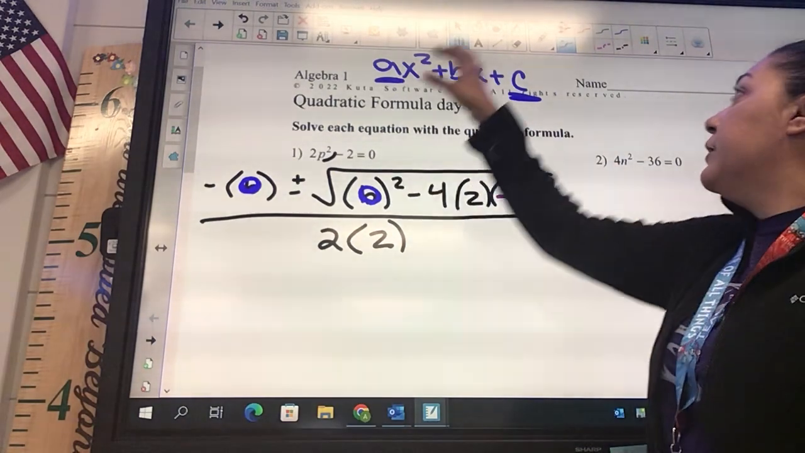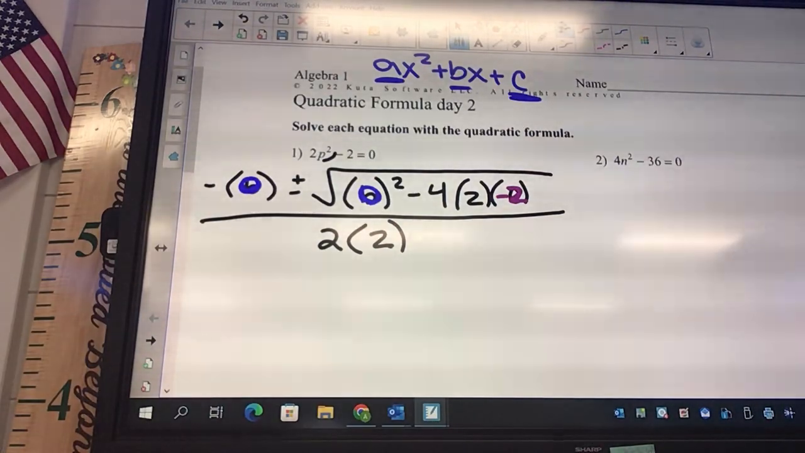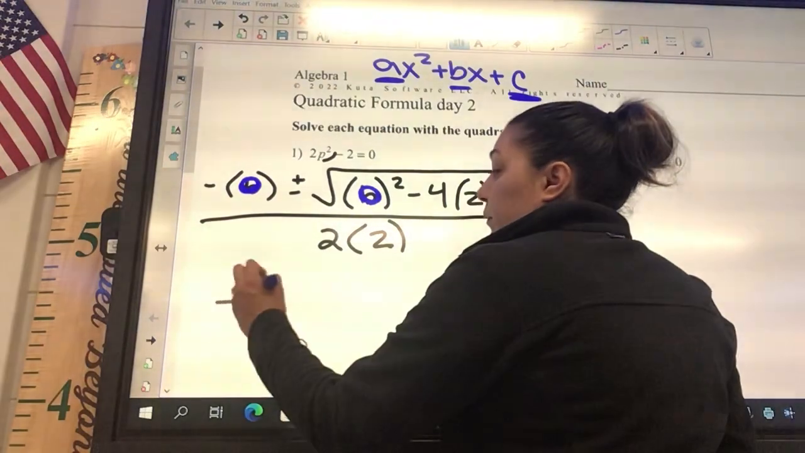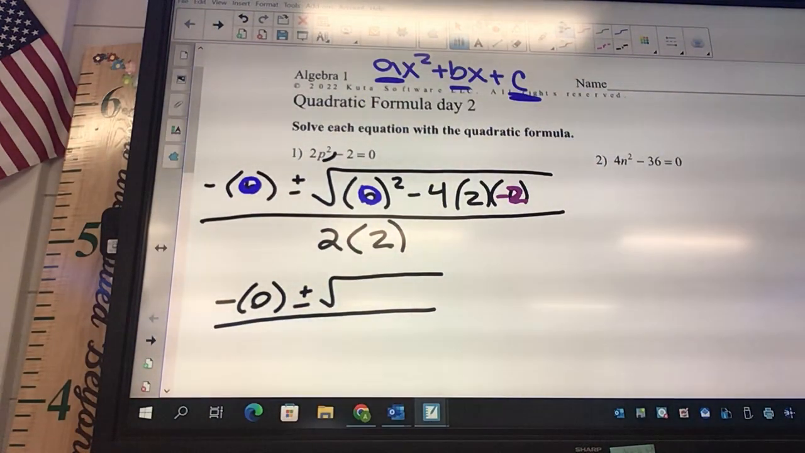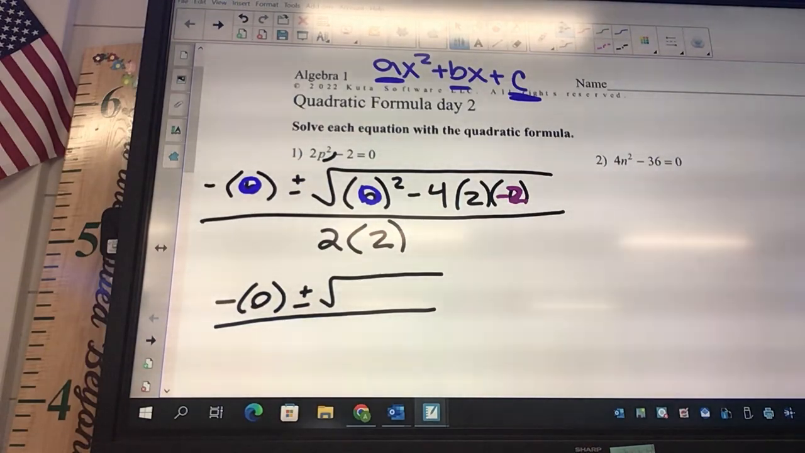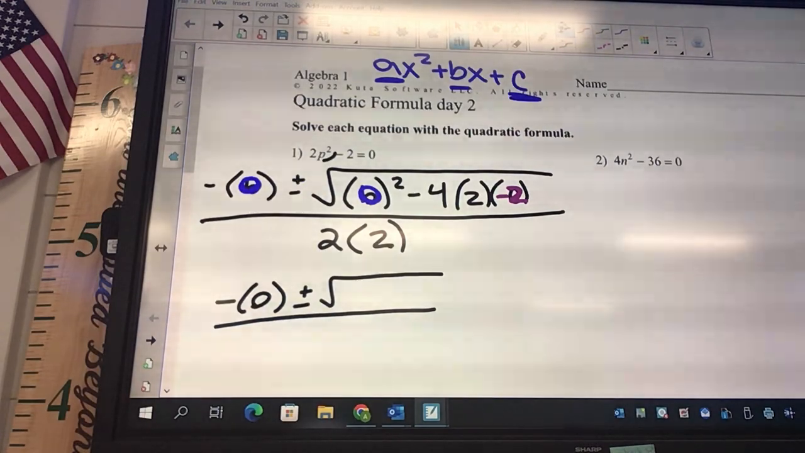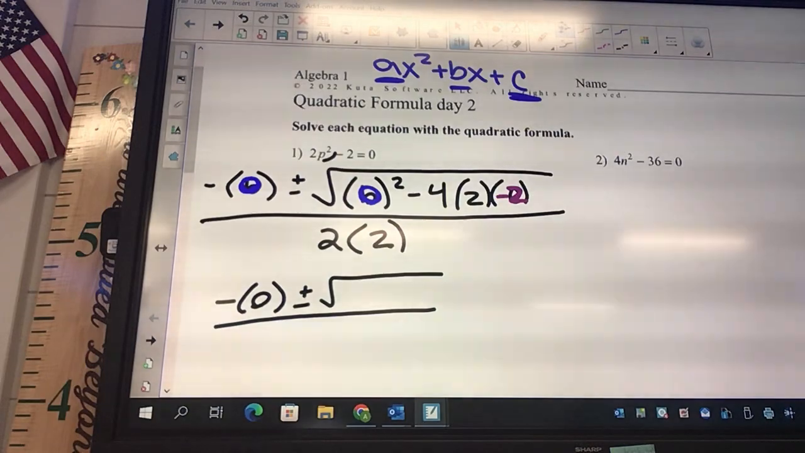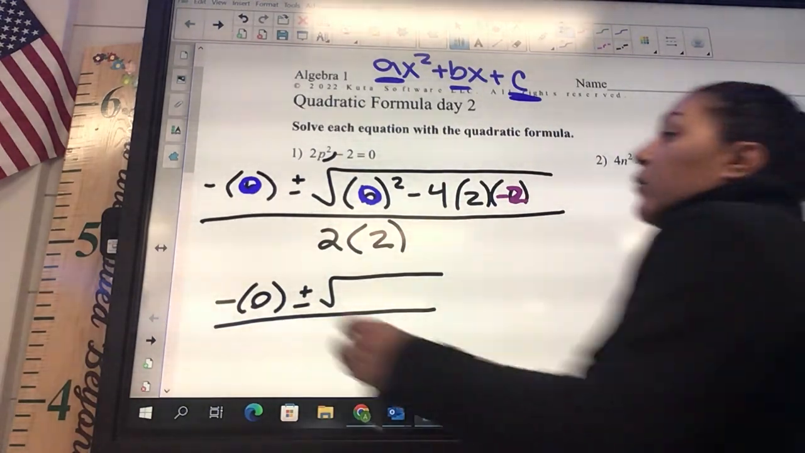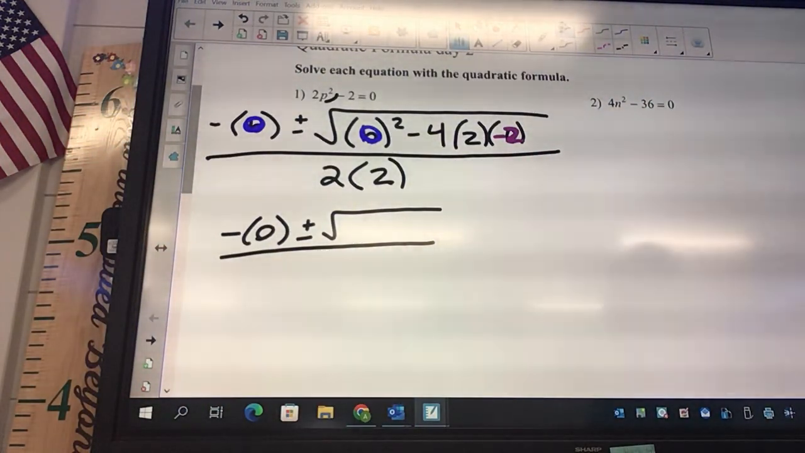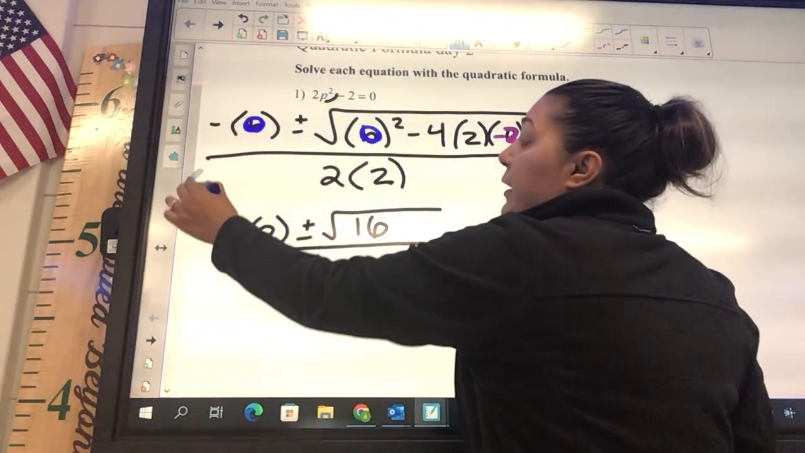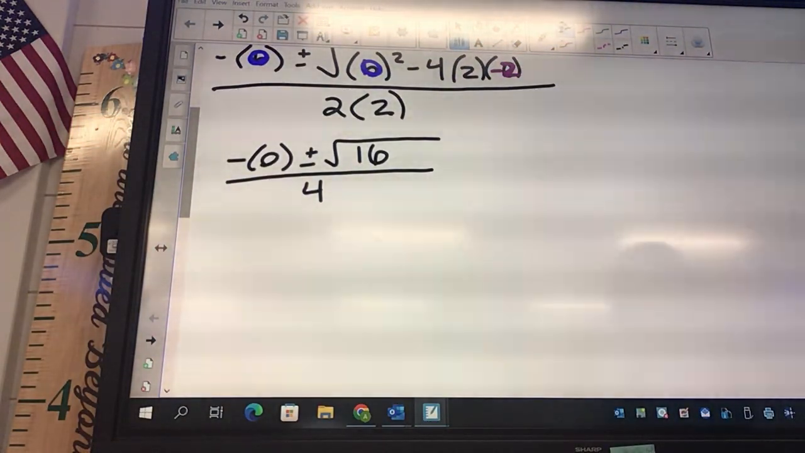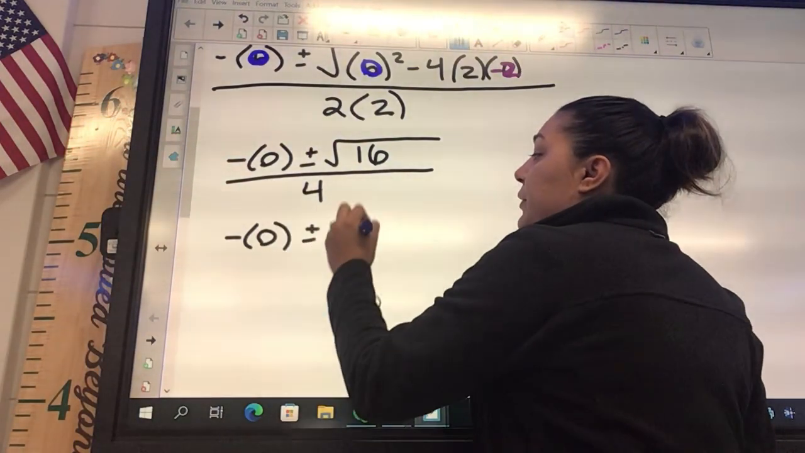So you're going to type in everything that's underneath the parentheses first. So type it, because I don't have a calculator. What'd you get for underneath the parentheses? Yeah. Okay, what about for the bottom? Four. Okay, and some of this you could kind of do in your head. What is the square root of 16? Four. Okay, so you're going to get negative 0 plus or minus 4 over 4.